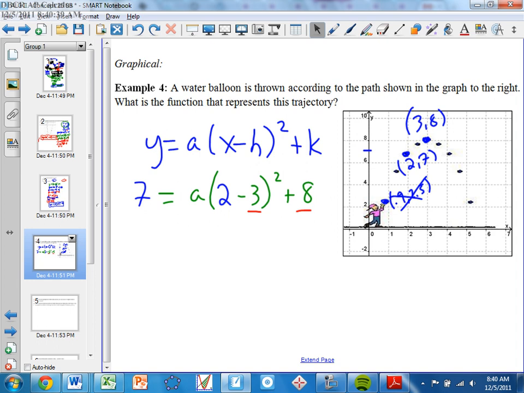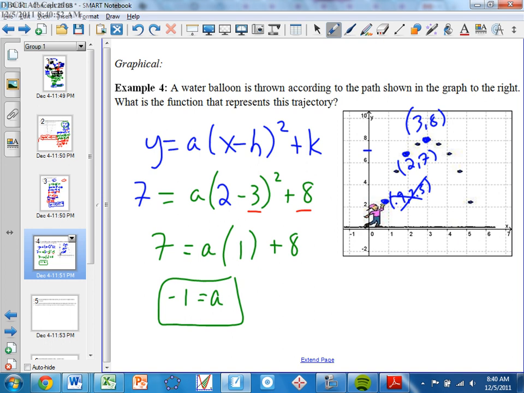What do you get for a when you solve this? -1. -1, very good. Okay, I'll go through it real quick. This is going to be a +1 plus 8. Subtract 8. A is -1. Again, make sure to follow PEMDAS. Do what's in the parentheses first and then square it. So this 2 minus 3 is -1. -1 squared is back to +1.